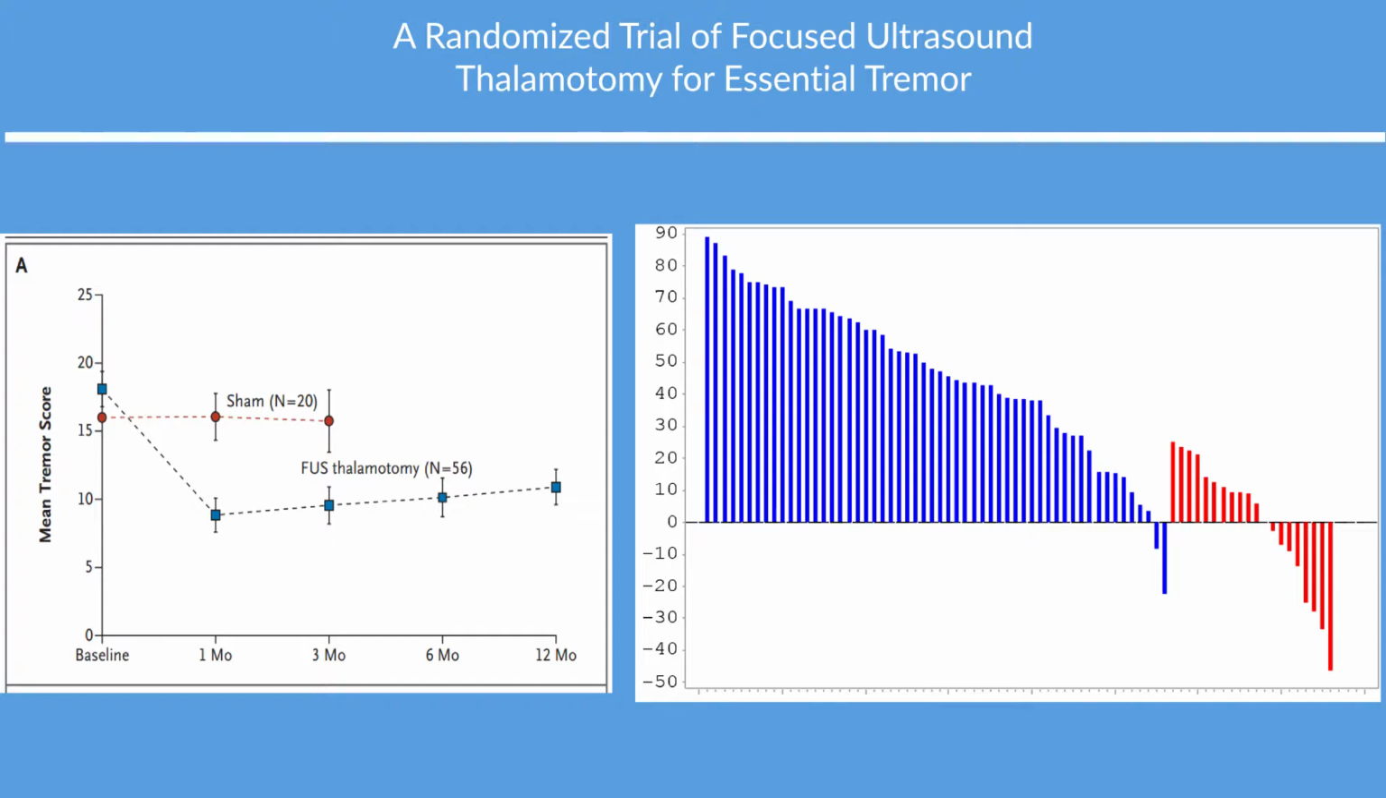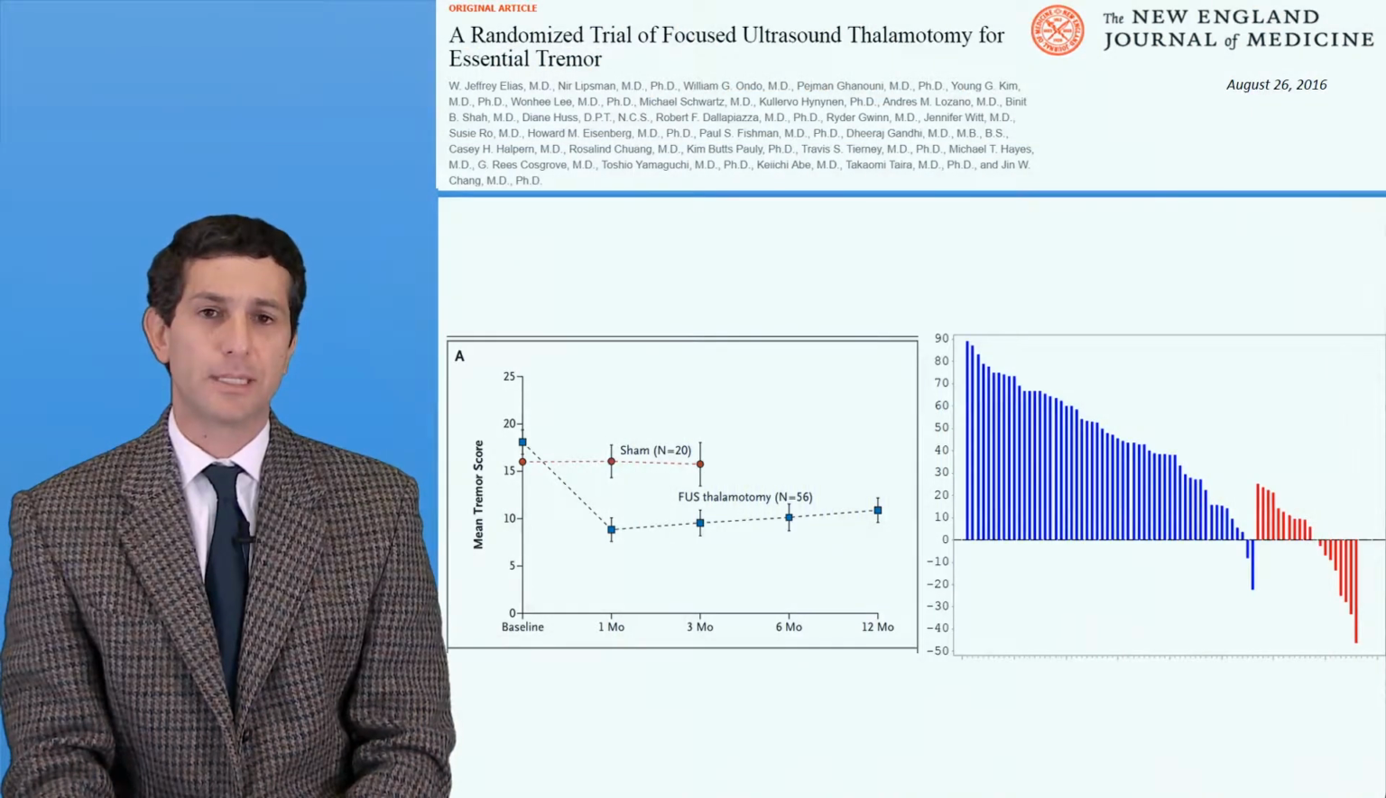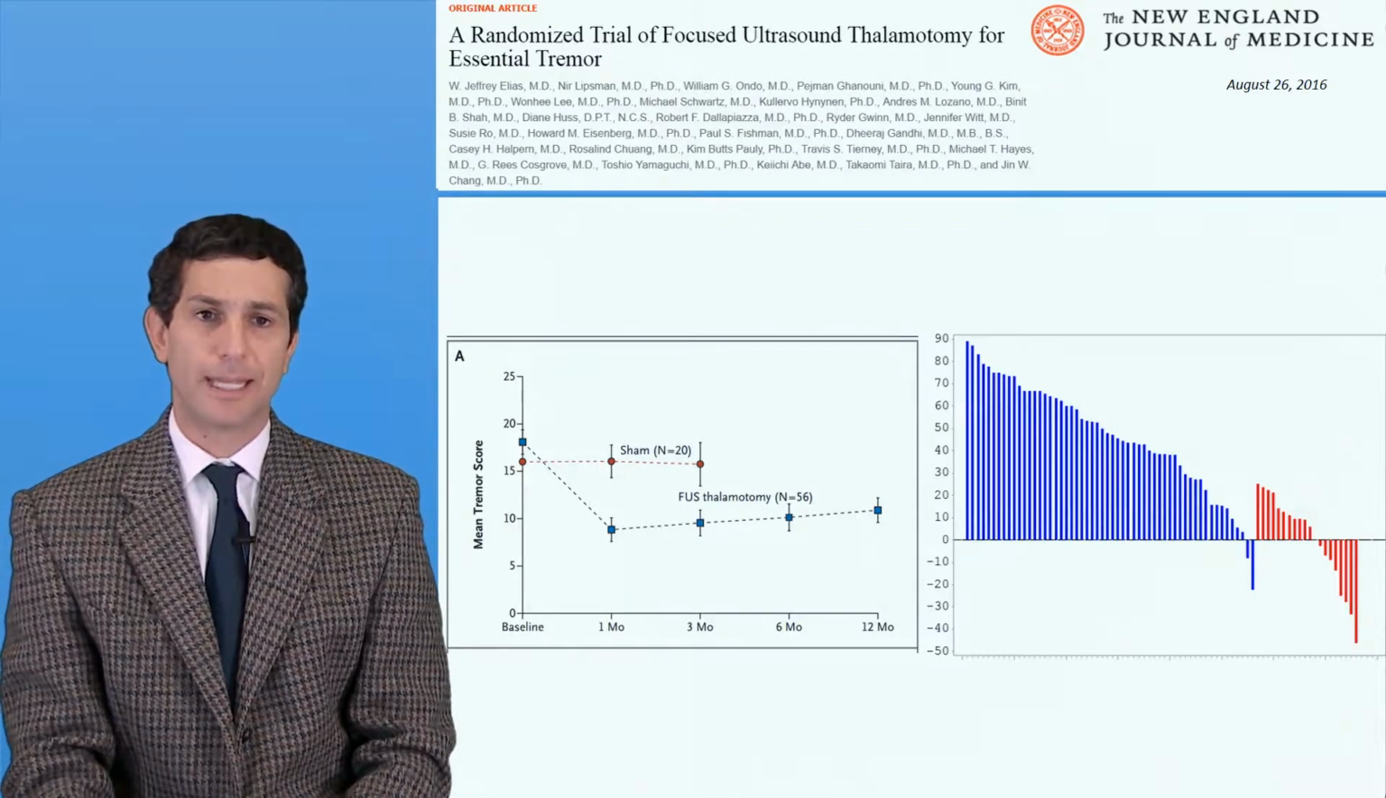The individual scores are shown on the right, and you can see that in the active treatment or blue labeled bars, almost all of the patients had some type of improvement. The overall improvement at 3 months was a median of 47%, and the sham patients shown in the red really didn't have as much improvement, and this was highly statistically different between the groups as the primary outcome.